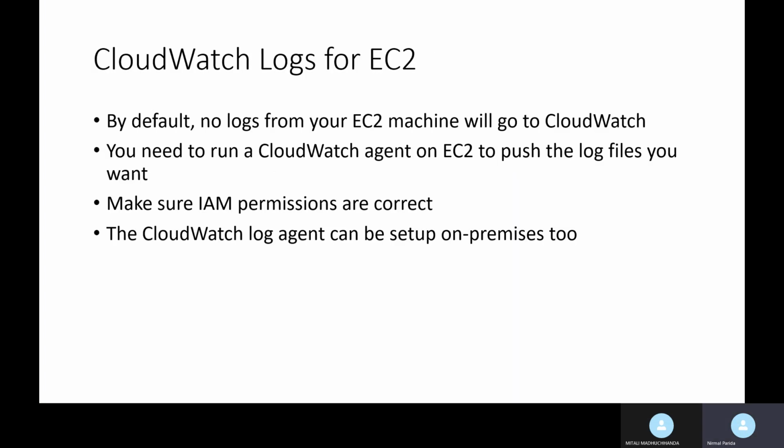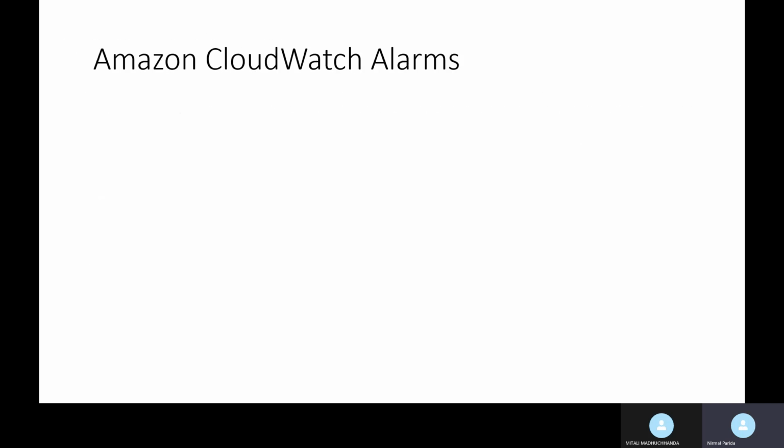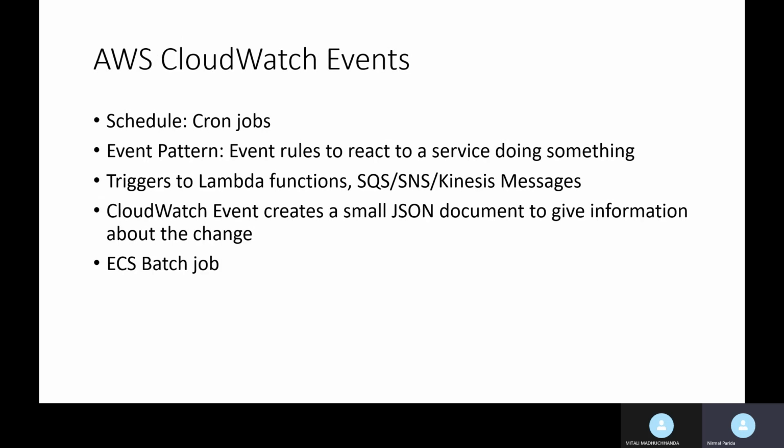We have already discussed CloudWatch logs and CloudWatch alarms. So today we'll see CloudWatch events. Events can be a scheduled job, or a cron job. So event patterns, like event rules, react to a service doing something, and also trigger a Lambda function, SQS, SNS, or Kinesis messages. CloudWatch events create a small JSON document to give information about the change.